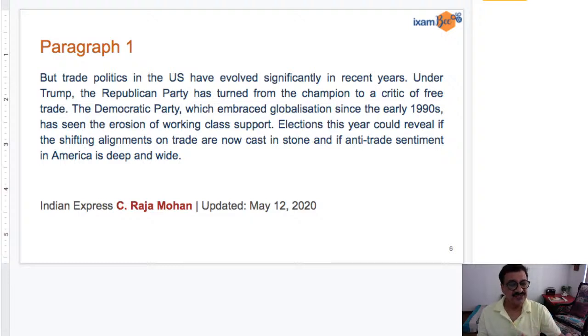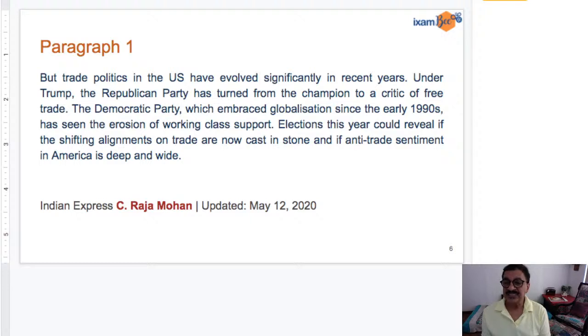Now forget everything else and let us concentrate on paragraph number 1, which I have taken from a recent edition of the Indian Express, dated May 12. It's an article by Raja Mohan. Now let me read the para for you and please listen.